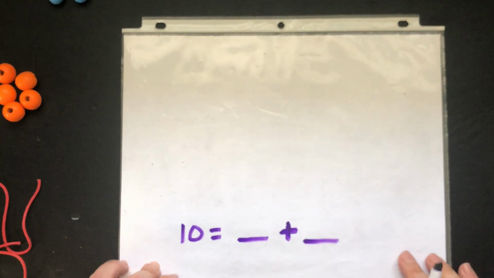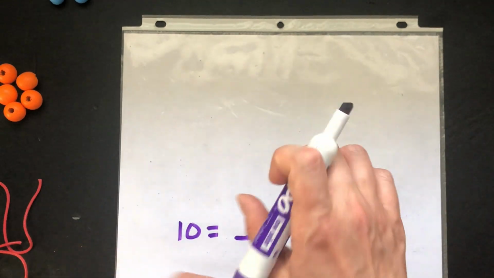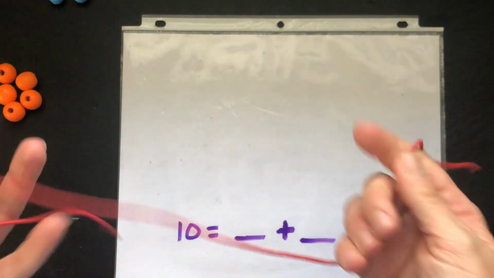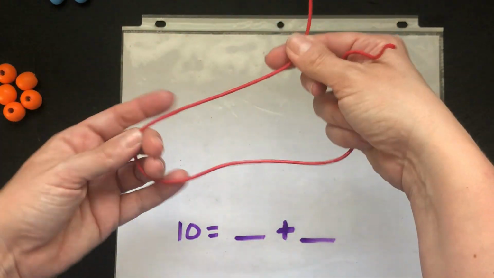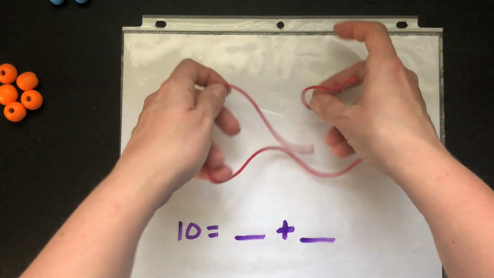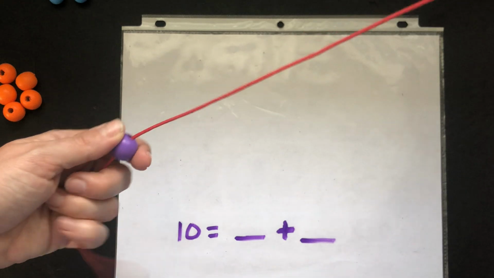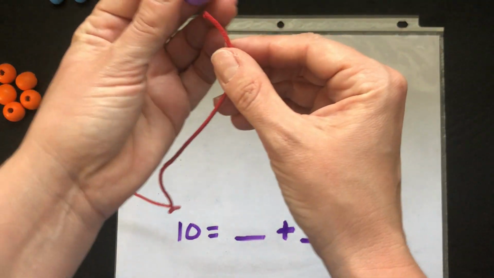So together, you don't have to have your whiteboard out right now, love bugs. This is just a lesson. I'm just showing you. We're going to make a little bead loop, okay, with some beads, and we're going to make 10. Okay, so I have my string, and let's count my purple beads.